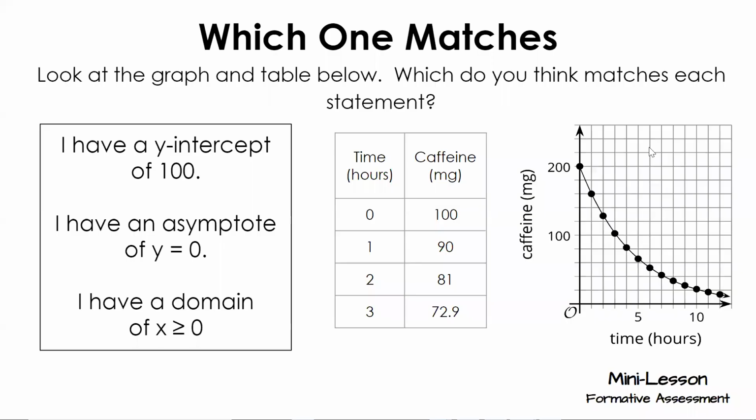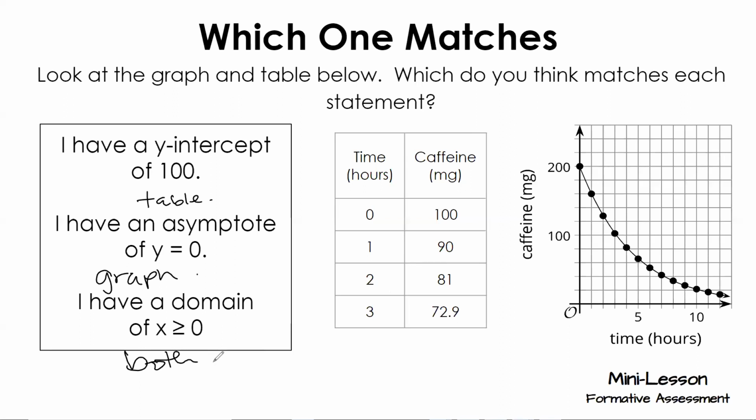Which do you think matches each statement? I have a y-intercept of 100. Which one has a y-intercept of 100? The table. Okay. I have an asymptote of y equals 0. The graph. Okay. I have a domain of x is greater than or equal to 0. The graph and the table, both.